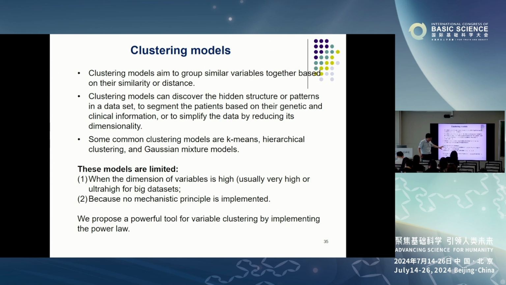So for example, the dimension of variable is usually very high or ultra high for the big data set. So k-means may not work very well because it's based on huge matrices. In that case, it doesn't work very well. And secondly, once again, no mechanistic principle has been implemented. So we try to implement mechanistic principle into the clustering approach, make this approach more biologically relevant and interpretable. Okay, that's our proposal here.